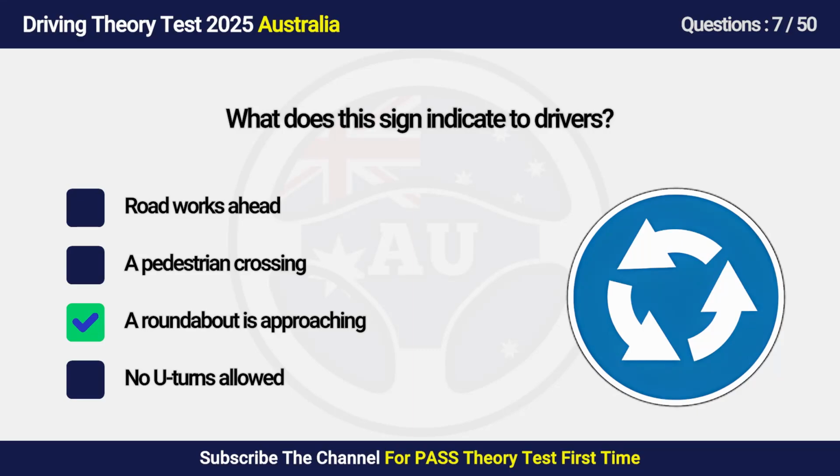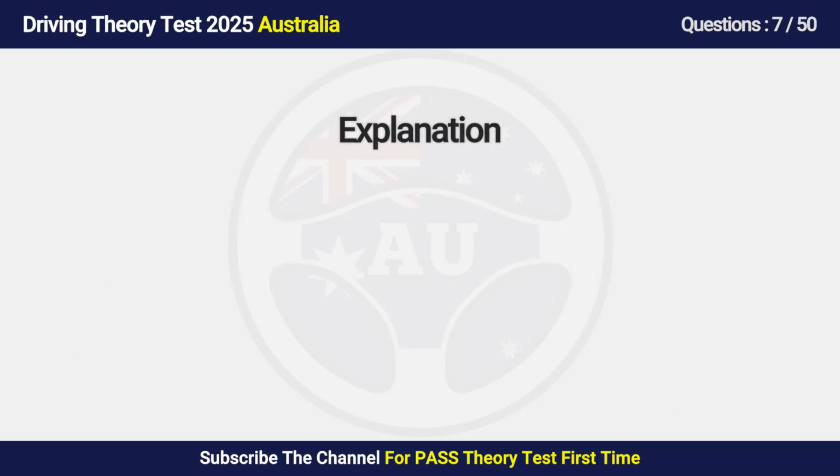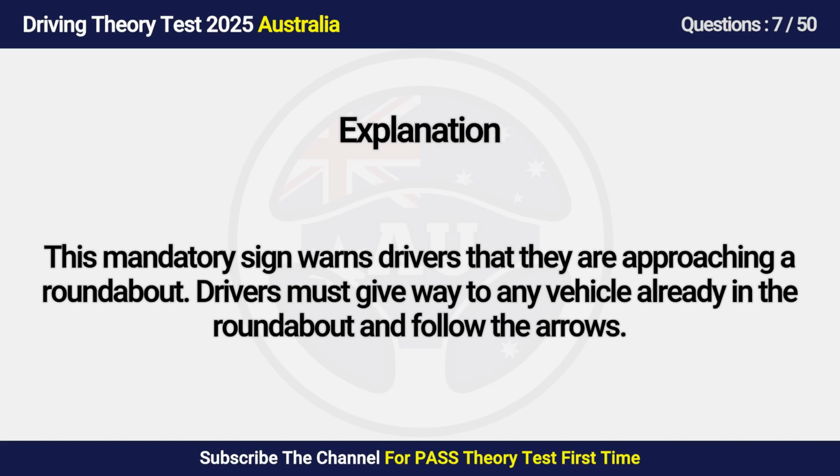Answer is C. A roundabout is approaching. This mandatory sign warns drivers that they are approaching a roundabout. Drivers must give way to any vehicle already in the roundabout and follow the arrows.